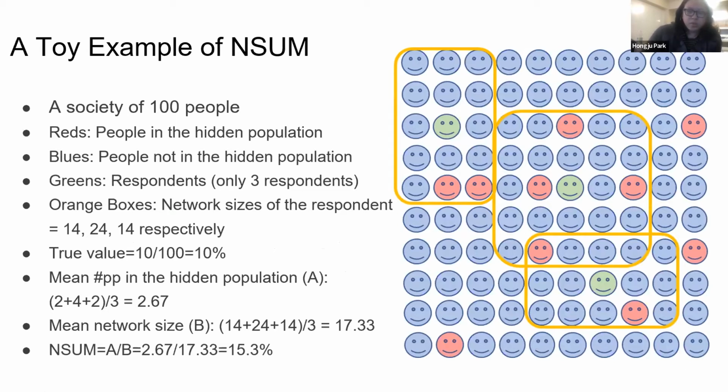Similarly, we do the same thing for the second and third respondents. So the mean number of people in the hidden population for these 3 respondents is 2 plus 4 plus 2 divided by 3, which is 2.67. And the mean network size of these 3 respondents is 14 plus 24 plus 14 divided by 3, which is 17.3. Using these numbers, we get the NSUM estimator: 2.67 divided by 17.3 is 15.3%. That's the estimate by NSUM for the hidden population proportion. So any questions about this figure?